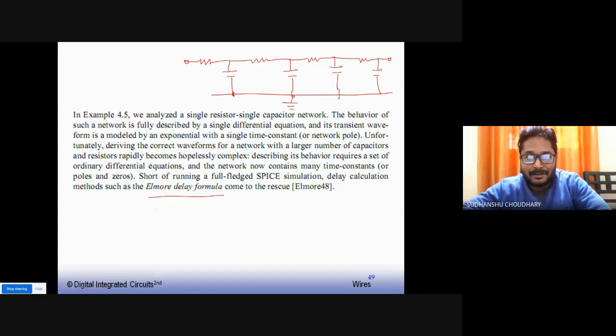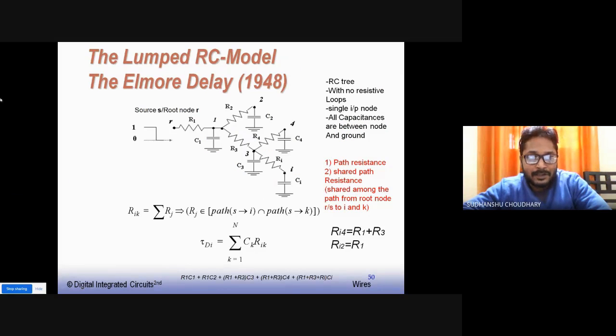So analysis can be done on paper, you don't need SPICE simulation software. So the Elmore delay formula can be utilized to find out the delay of this circuit. So what is Elmore delay? Elmore was again a researcher, and in 1948 he came up with the concept of finding out the delay of an RC circuit which has many R's and many capacitances.